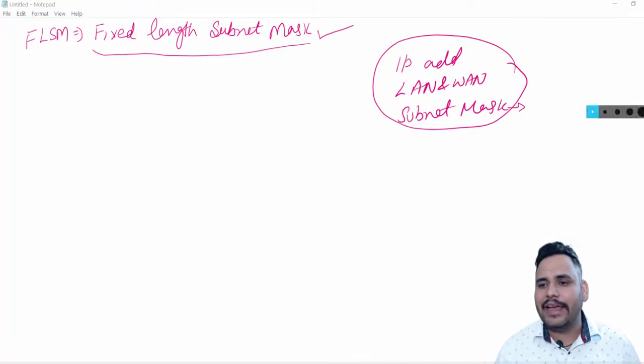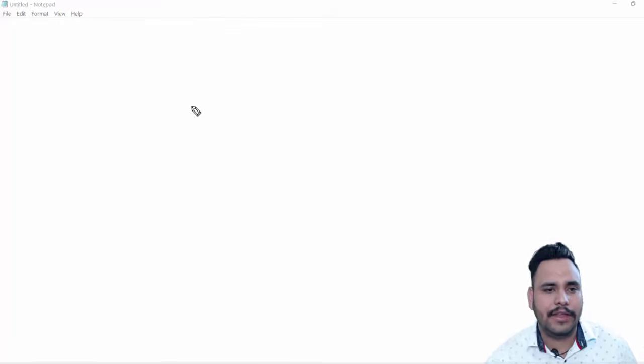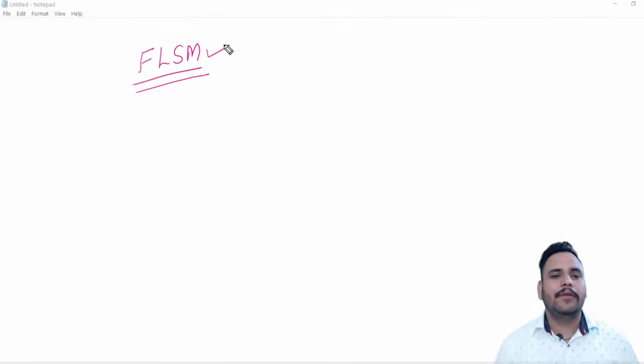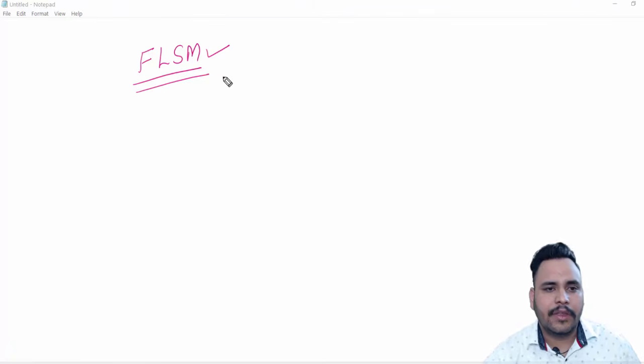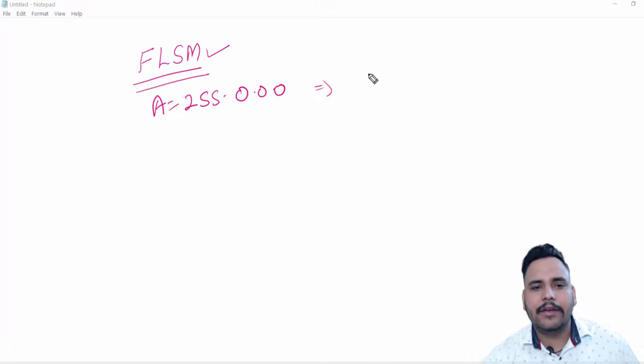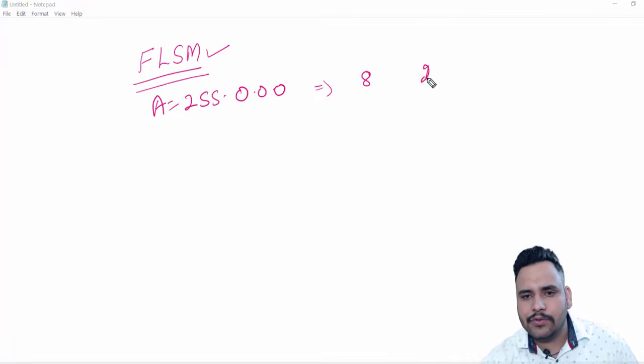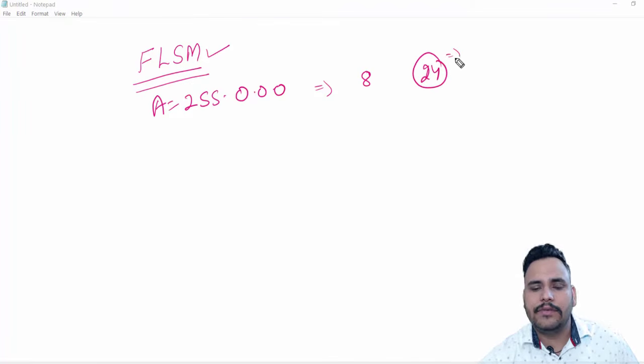Now, what is a fixed length subnet mask? You need to know about this. The short form of fixed length subnet mask is FLSM. So in FLSM, we need to verify how many networks are in one IP address and how many hosts are in one IP address. If we take A class first, the subnet mask is 255.0.0.0. So we know that the network part is 8 and the host part is 24. 24 means we are going to use approximately 16 million IP addresses.